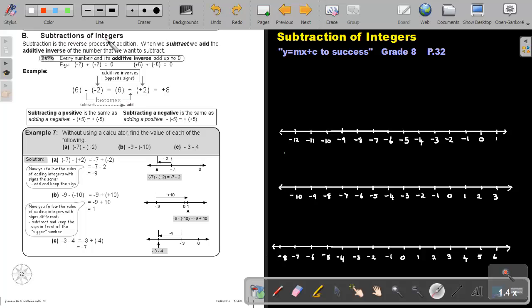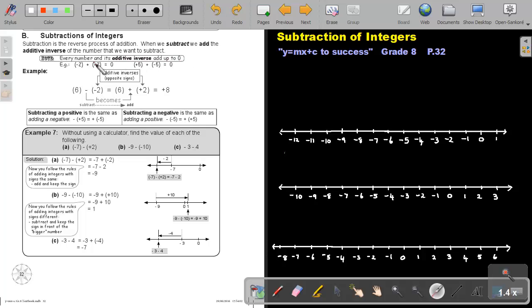Subtraction of integers. Subtraction is the reverse process of addition. When we subtract, we add the additive inverse of the number that we want to subtract. Note, every number and its additive inverse add up to 0.